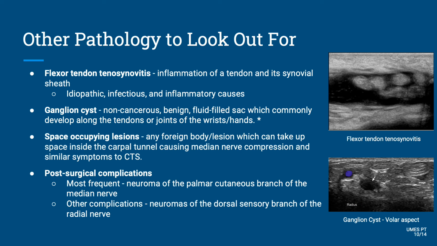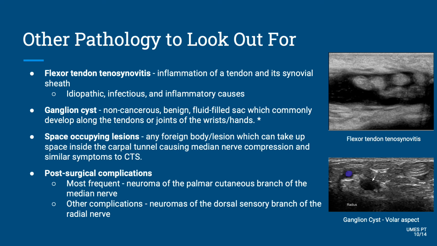The next pathology to look out for is any space-occupying lesion. This includes any foreign body or lesion which can take up space inside the carpal tunnel, causing median nerve compression and symptoms similar to carpal tunnel syndrome. Again, any of these things will take up space in the carpal tunnel, an area where it is very packed and you don't have a lot of space. So anything that takes up space can cause compression of the median nerve.